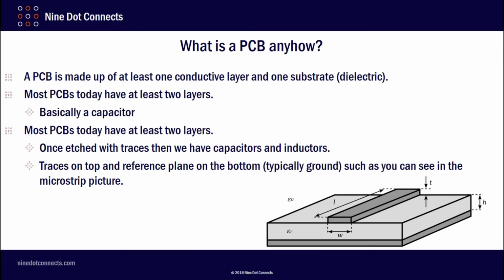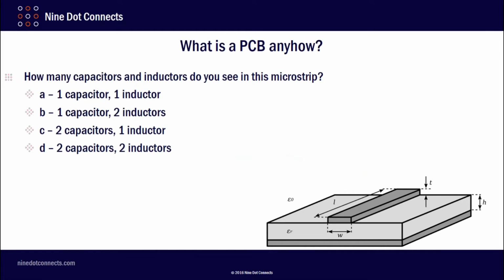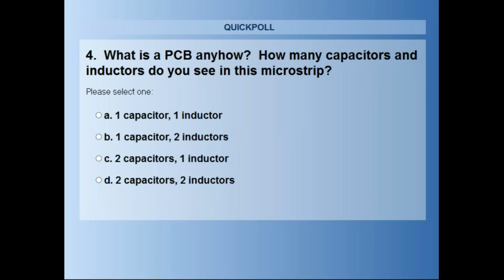Now, in this microstrip picture below, I want you to notice that we have a conductor on top, the conductor on the bottom, and the insulator in between. So I got one more poll for you. How many capacitors and inductors do you see in this microstrip? And this is going to be critical to understanding what you're dealing with in high-speed design because of both the parasitics and the actual design of trying to get the signal from source to end.